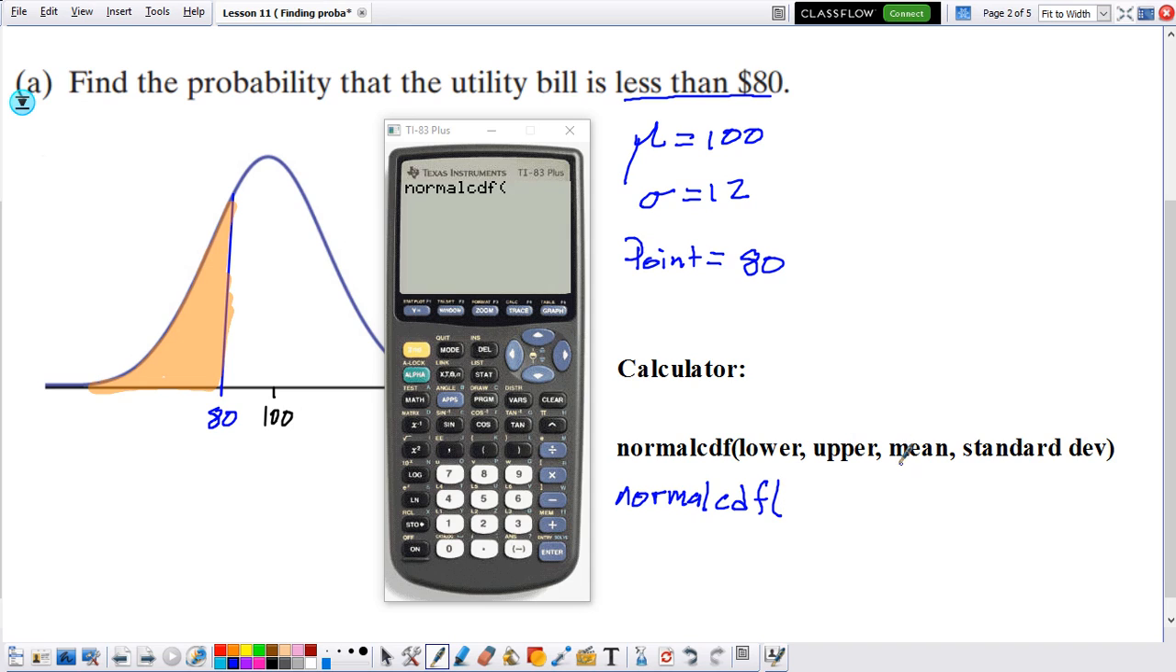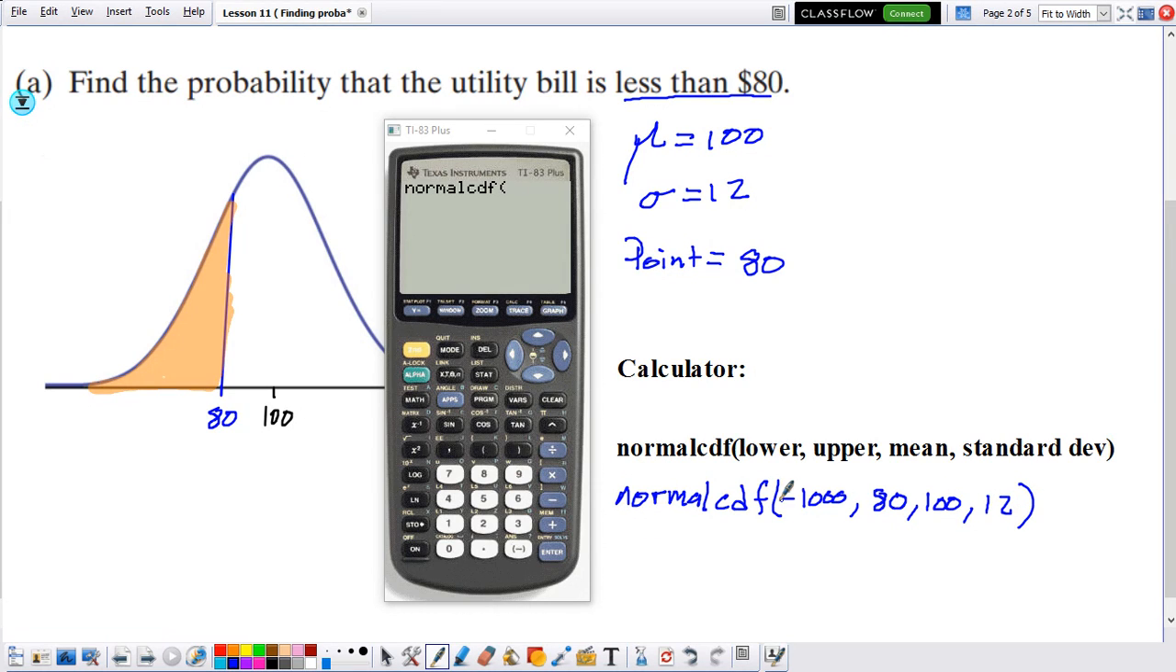And we're going to plug in what we know from the problem. Notice that the first thing you want to plug in is the lower bound, or the lowest point. We want from 80 to the left. If it's the lower bound, I always put negative 1000. The upper bound, if we want this whole region, is going to be 80. Our mean, we know that our mean is 100. And our standard deviation, we know that that's 12.